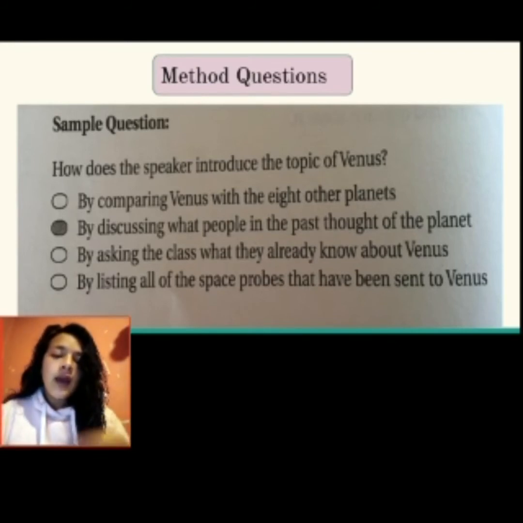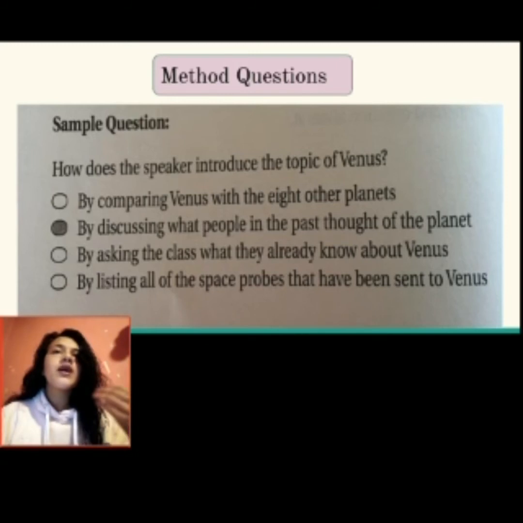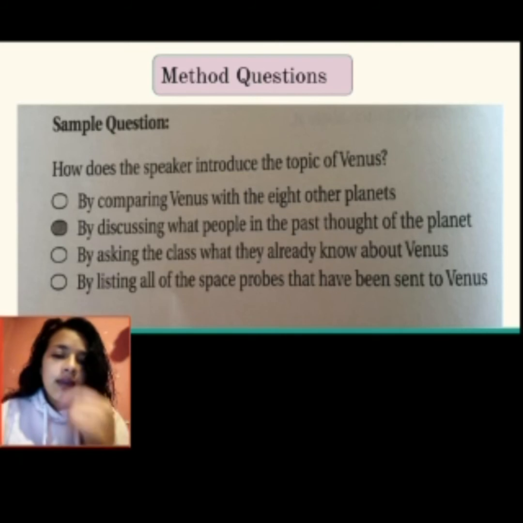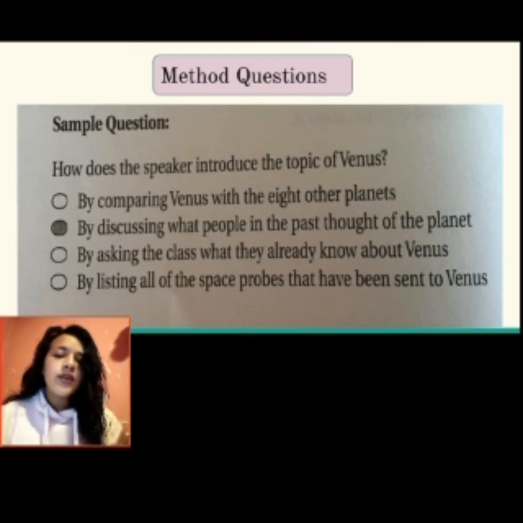Next, we have the method question. This asks you to explain how the speaker explained or accomplished something in the passage. For example, what does the speaker explain the concept of? Obviously, you can see the sample question. What does the professor introduce the idea of?